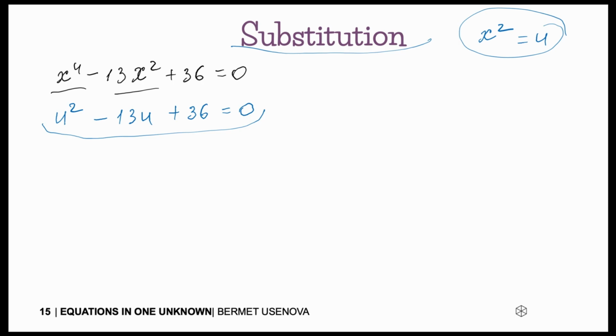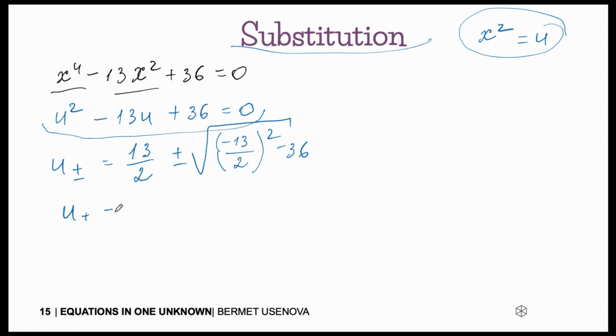We can solve it with the PQ formula. If you remember, we can find our roots: it will be minus minus 13 divided by 2, plus or minus the square root of (minus 13 divided by 2) squared minus 36. All right, and the discriminant is definitely non-negative, so it means that we have 2 solutions here, and u plus will be 9 and u minus will be 4.